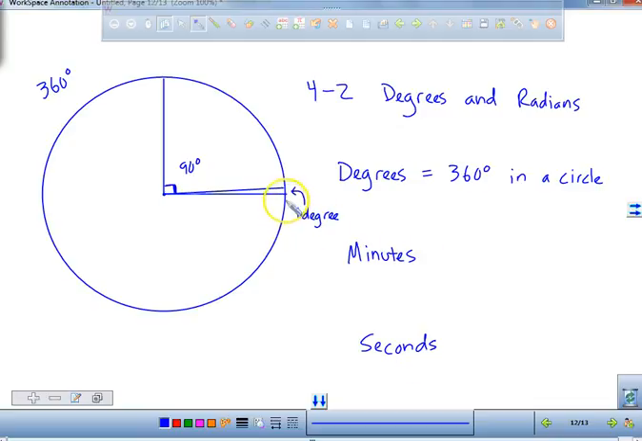Now, by the way, imagine this little tiny 1 degree. All right? I want you guys to write this down. 1 degree, one little tiny degree, within it is equal to 60 minutes. So imagine, right here I was just doing little tiny tick marks. There'd be 60 of those within it.